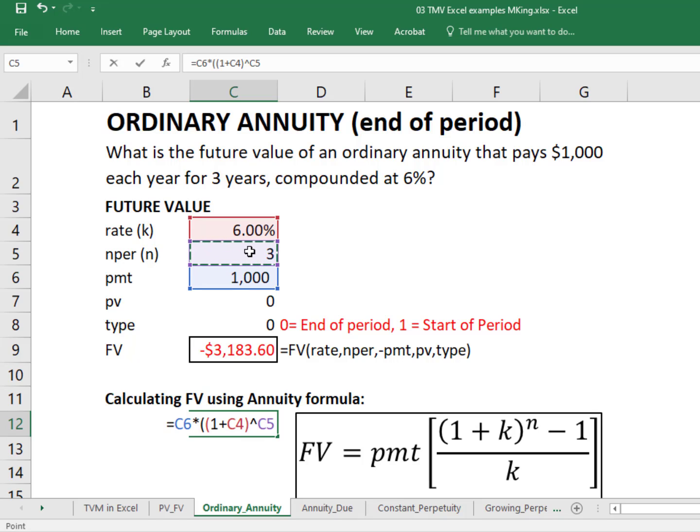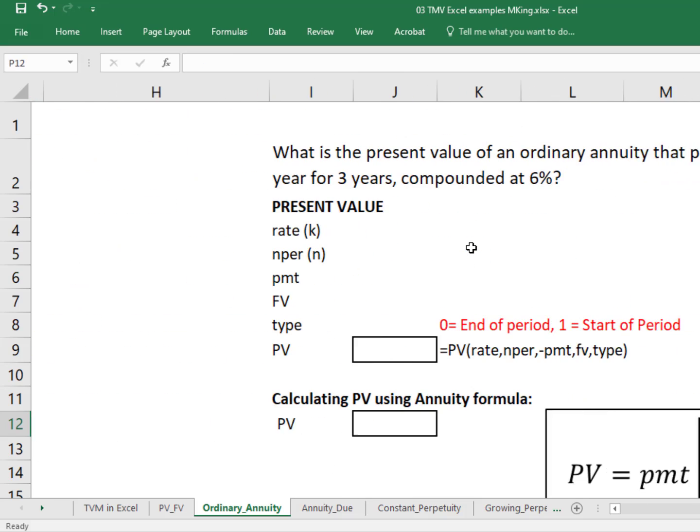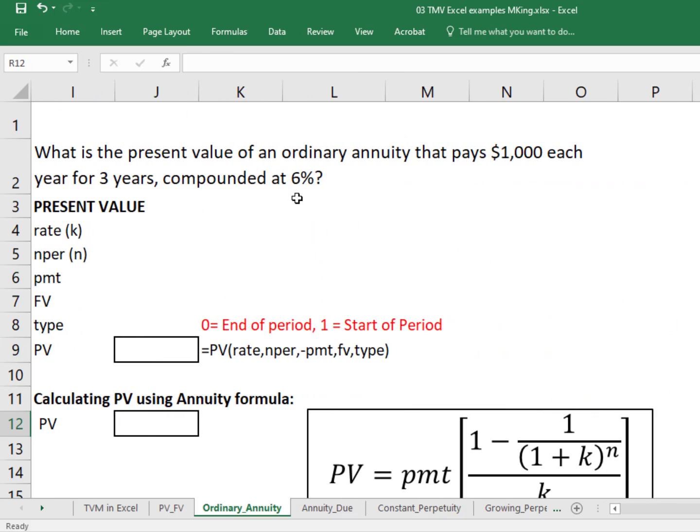Now you see it's minus 1, and I'm going to close brackets here so that this is all calculated before dividing by K, the interest rate K, and hit enter. There you see that the future value of this annuity is $3,183.60.